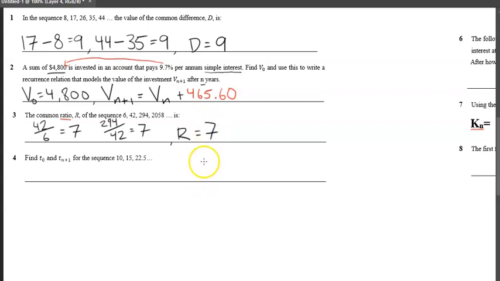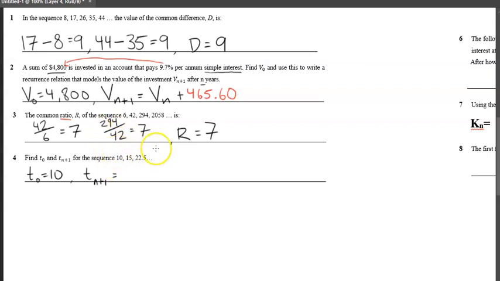Question 4 says, find T of 0 and T of n plus 1 for the sequence 10, 15, 22.5. T of 0 is very simple because it's given to us within the first term, so the initial term. T of 0 is equal to 10. To get T of n plus 1, the thing is, we don't know if this is going up by a certain fixed amount or if it's being multiplied by a common ratio.